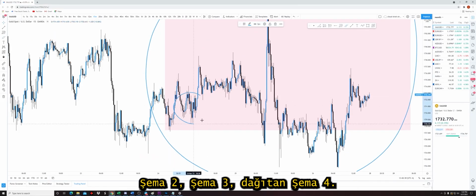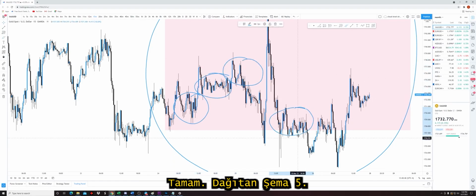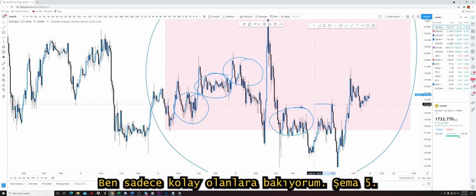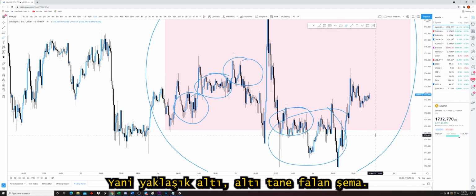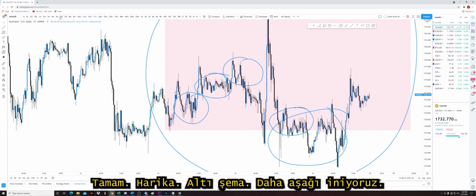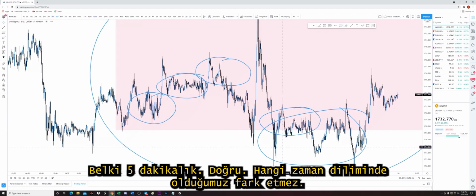There's schematic here, schematic 2, schematic 3, schematic 4, which distributes, okay? Schematic 5, which distributes. I'm just looking at the easy one. Schematic 6, sorry, which accumulates. So about six or so schematics. Okay, great, 6 schematics. We get lower, maybe a 5-minute, right? Doesn't matter what time frame we're on.